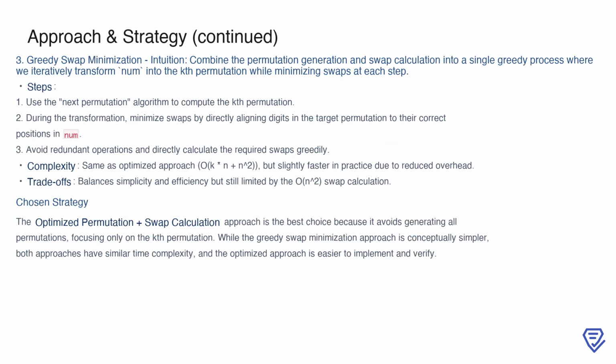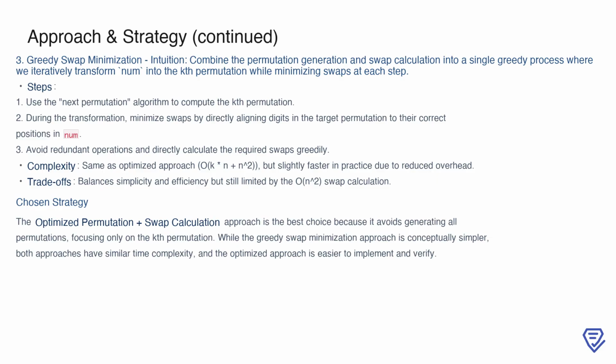Another strategy builds on the optimized approach by combining permutation generation and swap calculation into a single process. This greedy method focuses on transforming the original number into the kth permutation while minimizing swaps at each step. After computing the kth permutation using the next permutation algorithm, we align the digits of the original number to the target permutation directly, ensuring that redundant operations are avoided.